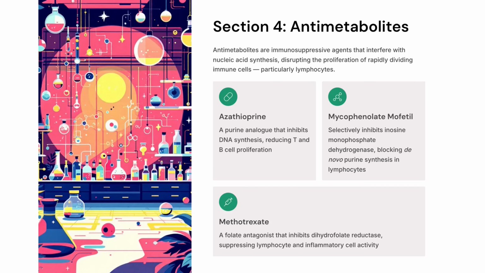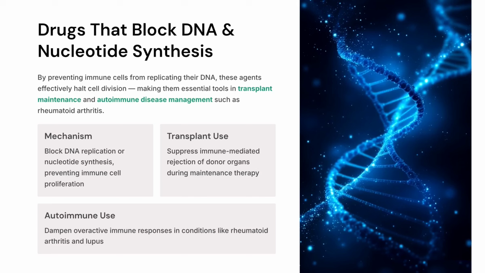Section 4. Antimetabolites. Next are antimetabolites. Examples include azathioprine, mycophenolate mofetil, and methotrexate. These drugs block deoxyribonucleic acid (DNA) or nucleotide synthesis. If immune cells cannot make DNA, they cannot divide. These medications are used in transplant maintenance in autoimmune diseases like rheumatoid arthritis.